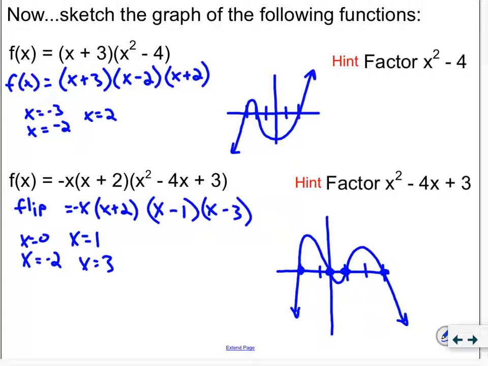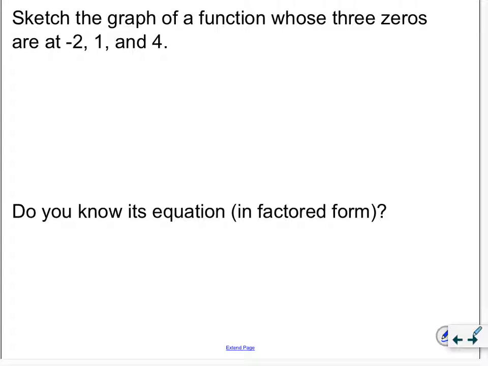Cool. Is there any more we can do? Oh, yes, there is, my young, eager student. We're almost done, though. So let's say we have a function whose 3 zeros. Oh, good, I know there's 3 zeros, because that tells me that it's going to be an x to the third graph. It's going to look something like that.